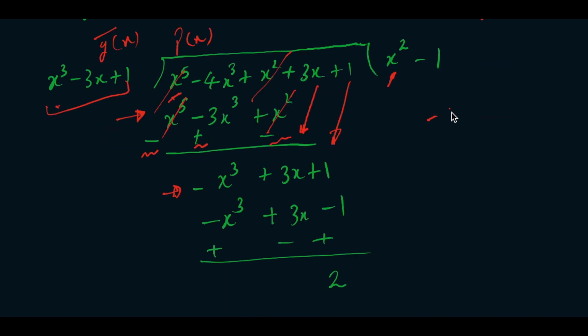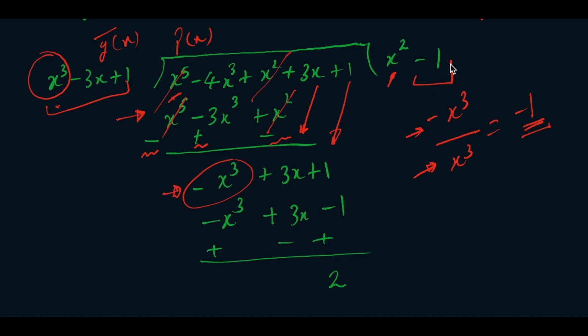Now we have minus x cube. We divide by x cube. So we get minus 1. This was minus x cube and this was our x cube. So we get minus 1 here. So we multiply by minus 1. So it is minus x cube plus 3x minus 1.